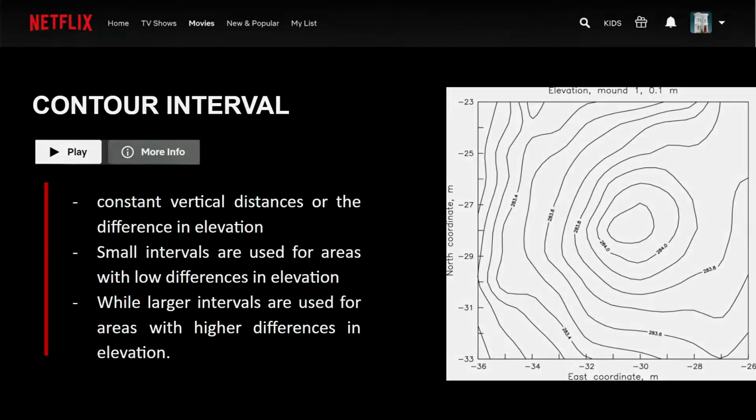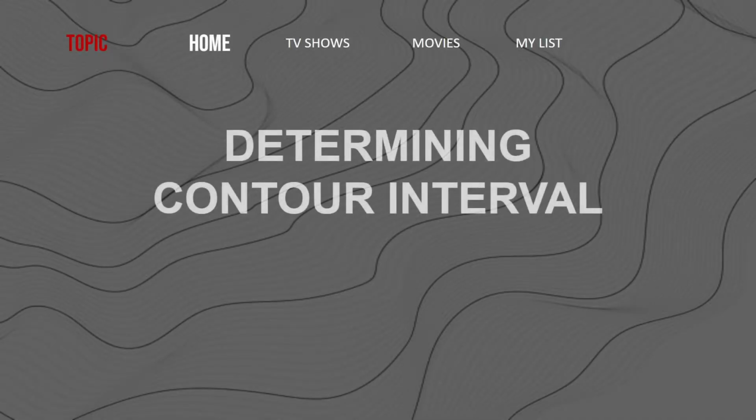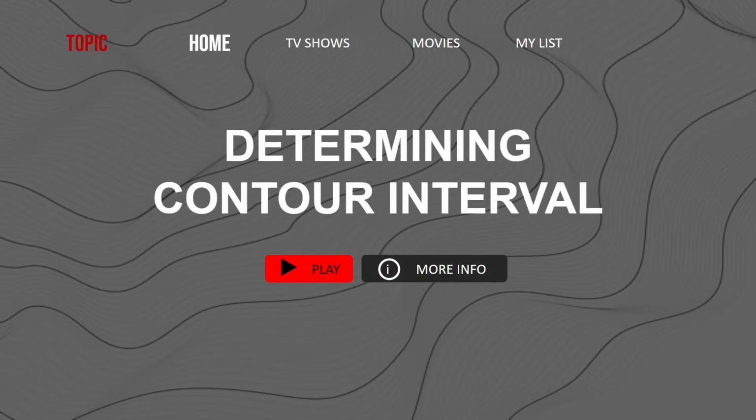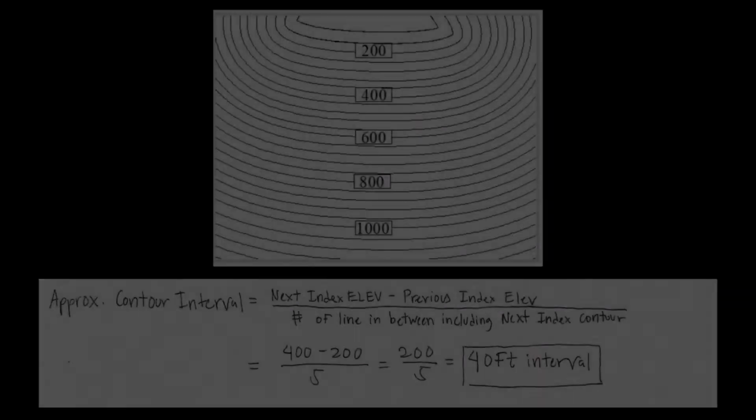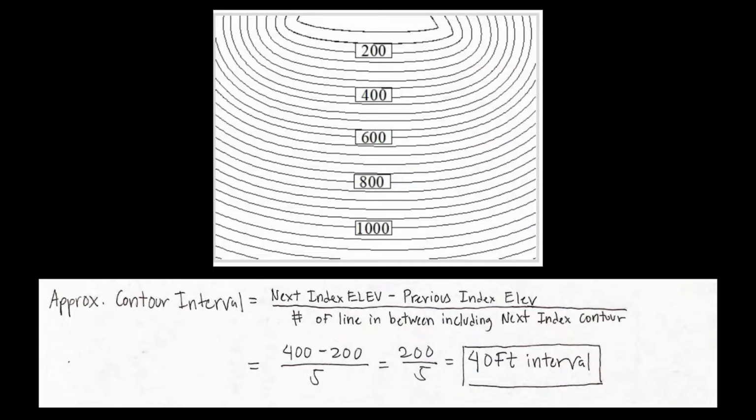So we discussed what a contour interval is. Next, we need to know how to determine a contour interval. As you can see in this picture, there's a topographic map, or just part of a topographic map, which shows different contours.